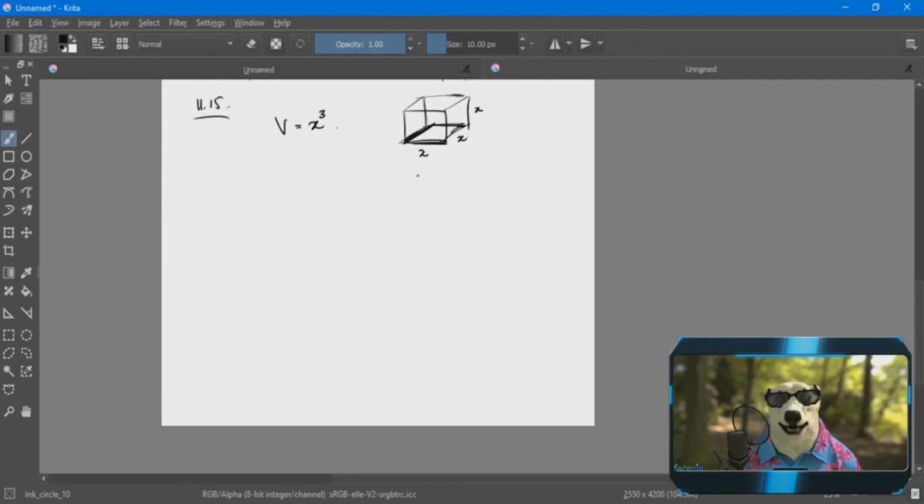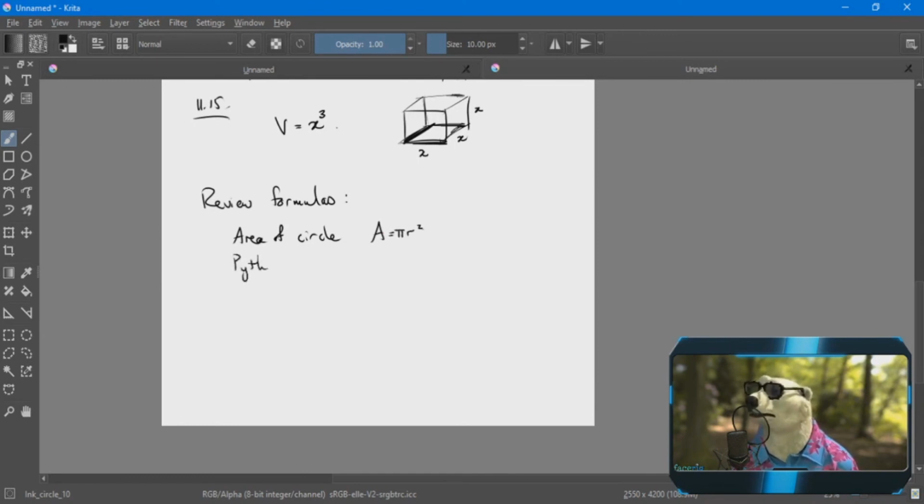So there are some formulas. Let's review the formulas we need to know. The two-dimensional ones are area of a circle, area equals pi r squared. The triangle equation from Pythagoras, a squared plus b squared equals c squared.